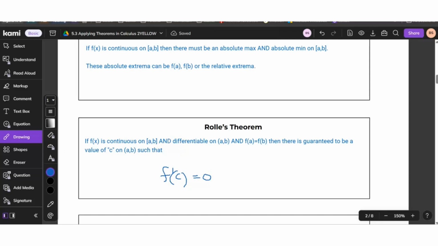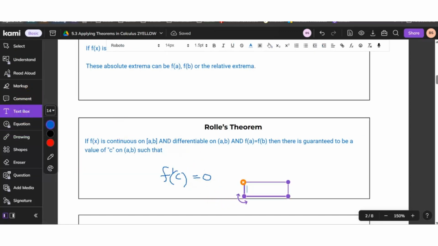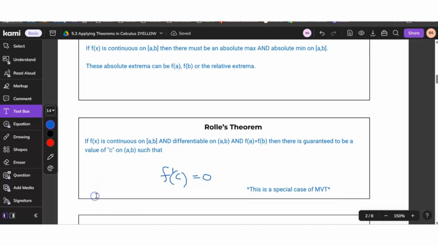And then we could even add a little caveat here, because what is this? This is a special case of MVT. That's really what Rolle's theorem is. It's a guy who wanted his name on something. I shouldn't dumb it down to that, but it's probably true.